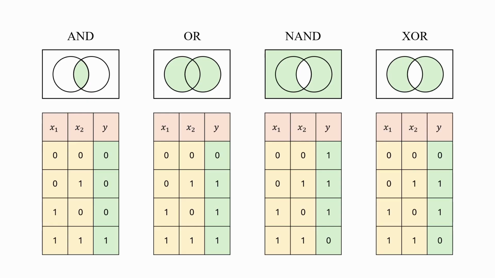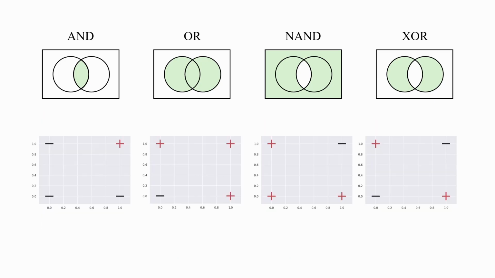Now, the XOR operator is the OR operator where the intersection is negated, like this. This can be expressed with the x's and the y like this, where only when there is a disagreement between the x's is when y is 1. Let's take a look at these in graphs.